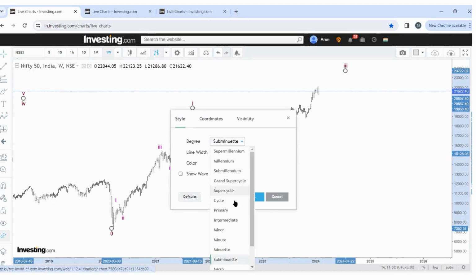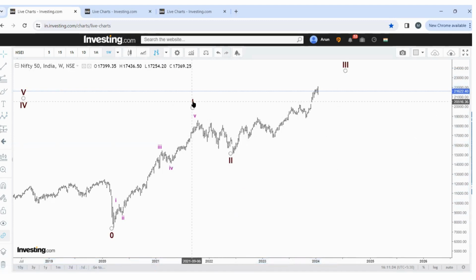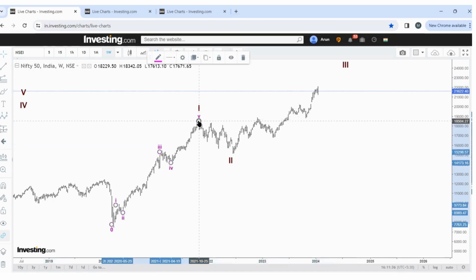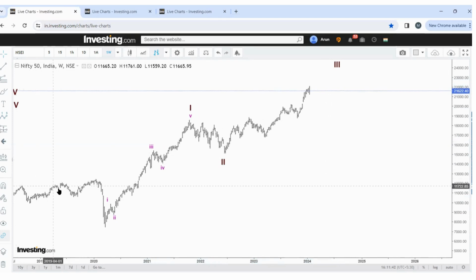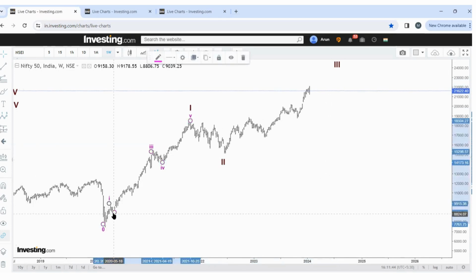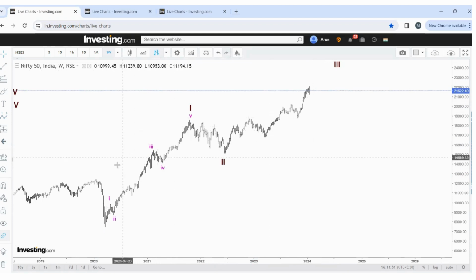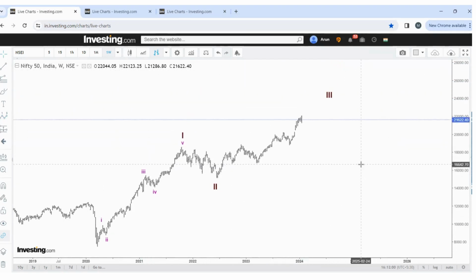I'm changing this color. There will be extended waves, multiple waves. So don't get confused. I am explaining as simply as possible. This 5 waves is a bigger wave 1 and bigger wave 2, and we are in bigger wave 3 as per the bullish view.